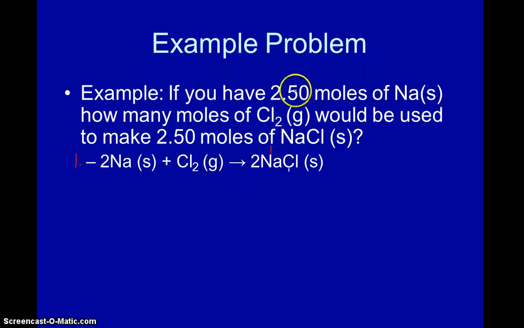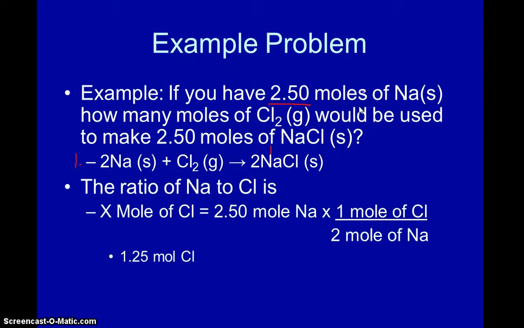Then we want to go through and get to our problem. Well, what do we have? What's our reactant? So it's saying we have 2.5 moles of sodium. So the next thing we're going to need to do, step 2, is figure out the ratio that gets us from sodium to chlorine. That ratio comes from the equation, remember.